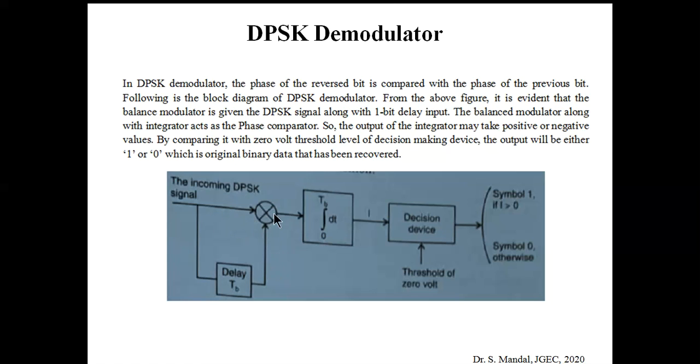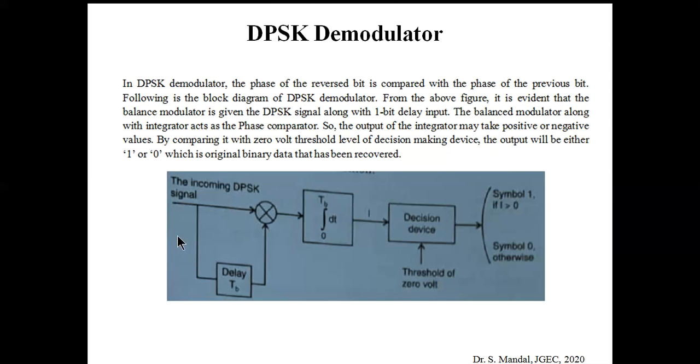Both signals go to a product modulator part, followed by an integrator section. So this product modulator and the integrator part behave like a phase comparator. Ultimately, the output of this integrator will be either positive or negative. Now if the value is positive, we will consider it as 1, and if the value is negative, we will consider it as 0. Here this one is the decision making device, simple logic, where we use threshold as the 0 volt voltage level. So this one is the simple DPSK demodulator.